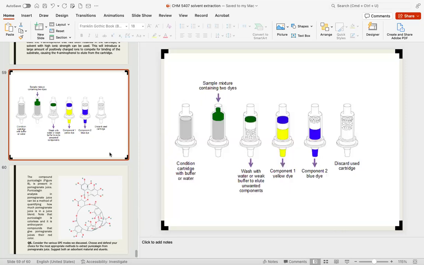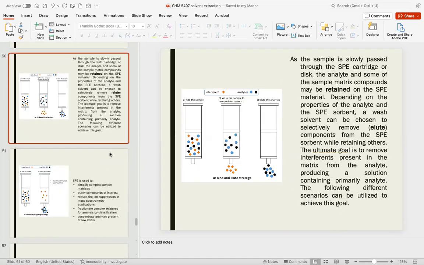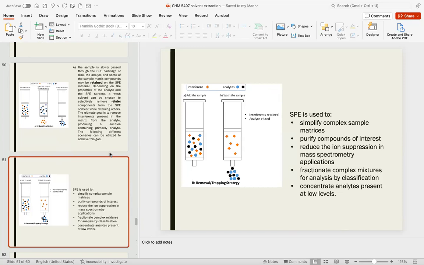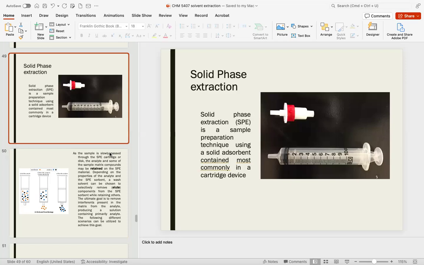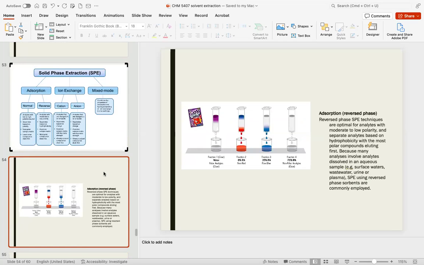There's a lot of setups for solid phase extraction. The simplest one is in the picture. It looks like a syringe, but it's a cartridge where you can put the adsorbent inside. You can also use column chromatography, as long as you use the proper adsorbent for the separation.